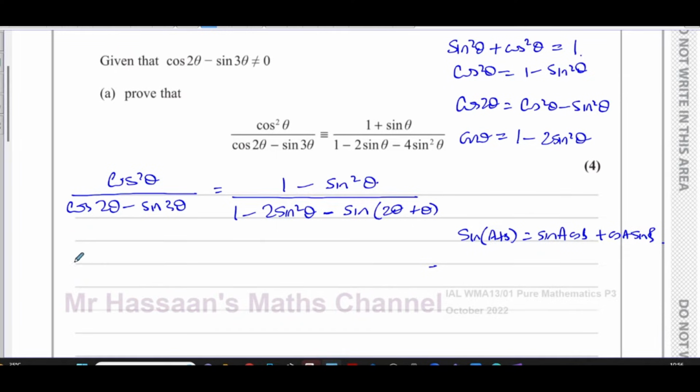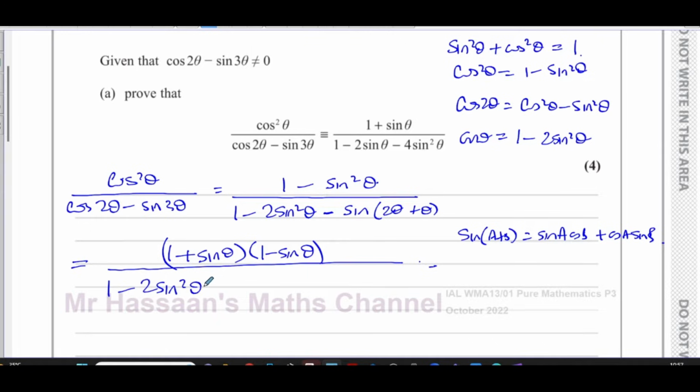So what we're going to have here now is 1 minus sine squared theta. And I noticed that my answer has to have 1 plus sine theta. So I'm kind of guessing this is going to be 1 plus sine theta, as a difference of squares, times 1 minus sine theta. Kind of getting ready for that. Hopefully the 1 minus sine theta will be cancelled out in the end. Okay, so now we're going to have here 1 minus 2 sine squared theta. Those two are fine so far.